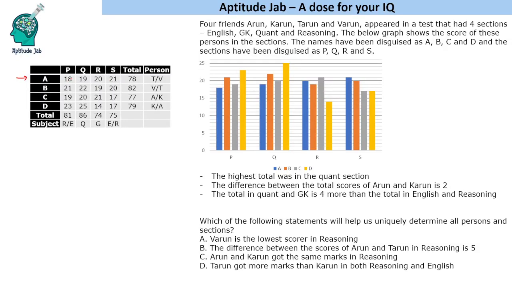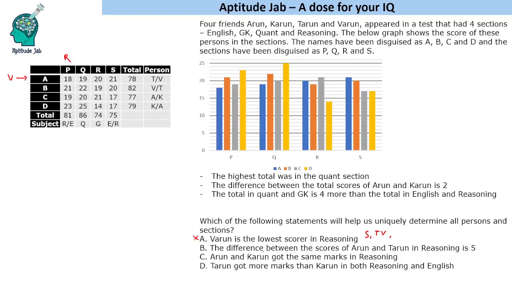So that means that this must be reasoning, this must be reasoning, this must be Varun. Okay, in this case, if you see this, we'll get all the persons, right? We'll get Varun and Tarun, and we will get the subjects, right? We will get Tarun and Varun, but can we tell anything about Arun and Karun? We cannot tell yet, right? We have to uniquely determine all persons and all sections, so this is not sufficient.